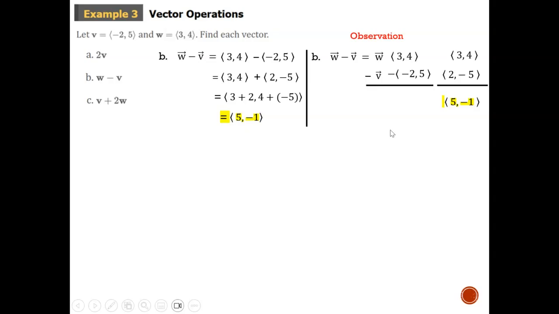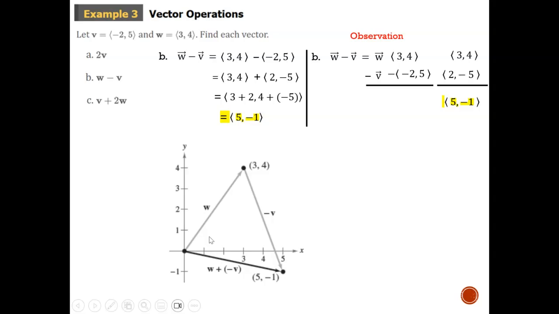This is crucial, guys, because you're going to see it again when you take Calculus 3. There's a whole chapter on vectors, which is chapter 11. And when I teach that class, I like to show them these observations because it's easier for them to get the vector, the component form, and also the magnitude. So the answer was 5, -1, correct?